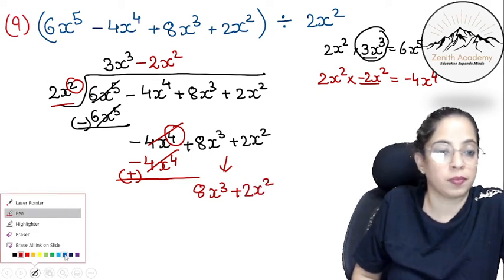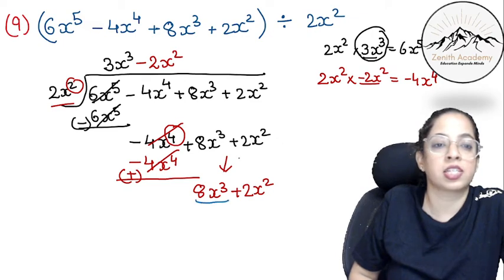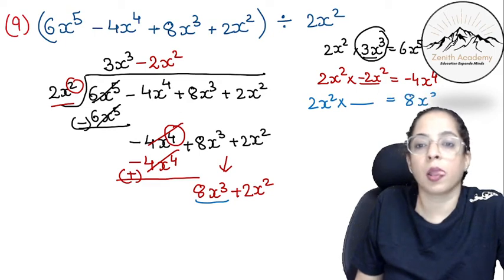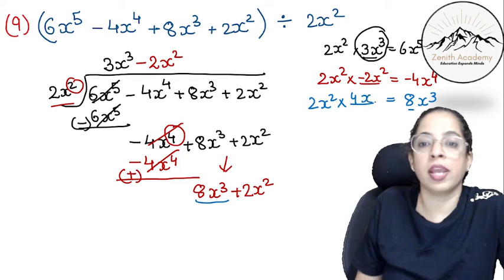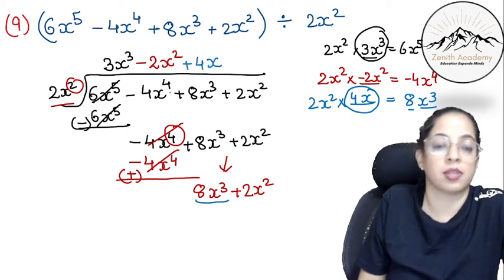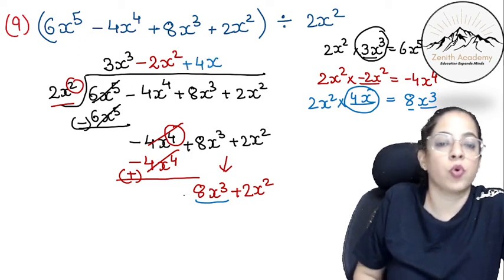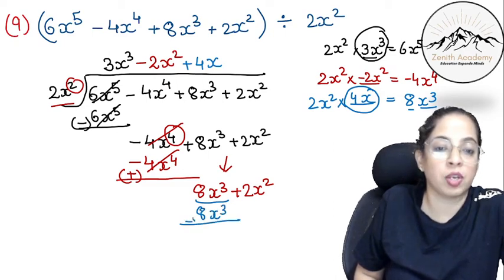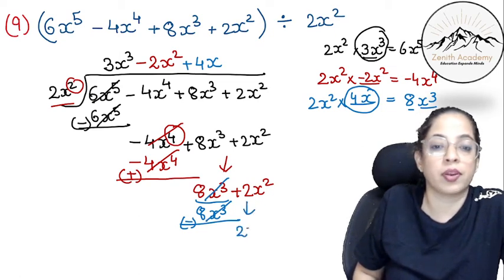Correct? Now you see this is 8x cube. So 2x square into what will give you 8x cube? So 2 into 4 will give you 8 and x square into x will give you x cube. So we have got 4x, plus 4x to be precise. So 2x square into plus 4x is 8x cube. Now since we are subtracting, we'll put the minus sign, cancel this out and bring 2x square down.